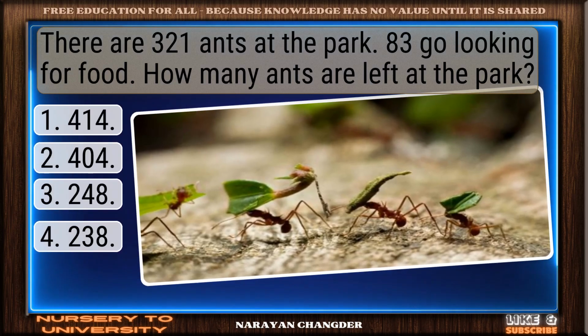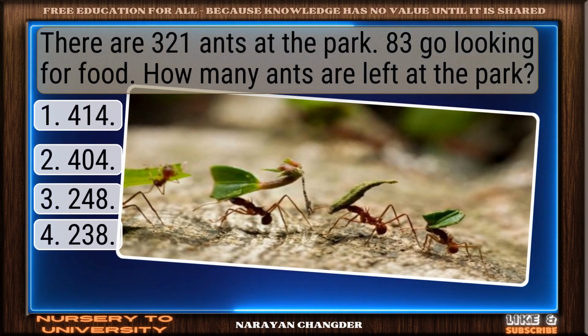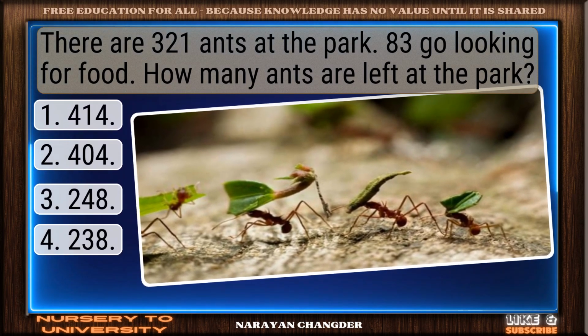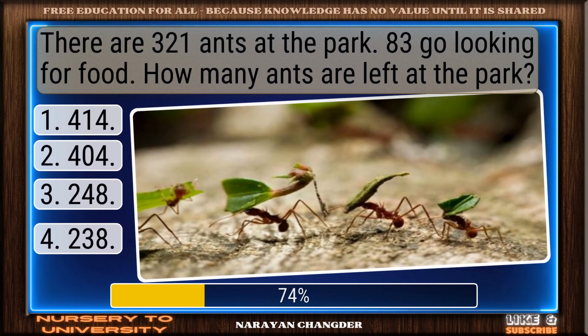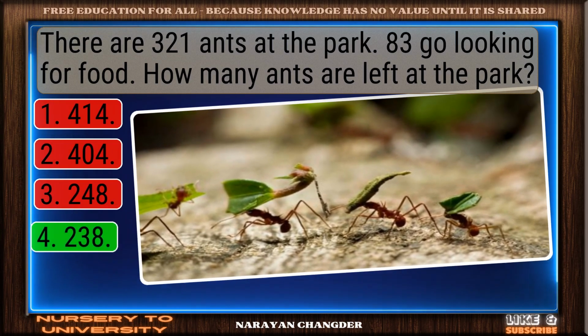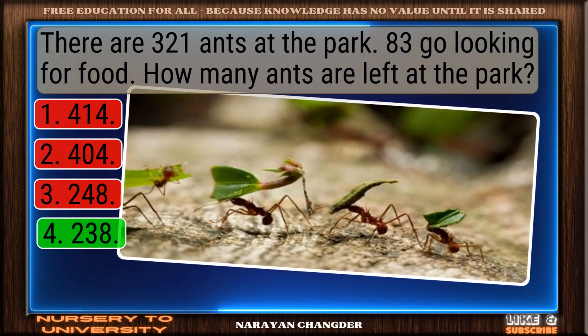There are 321 ants at the park. 83 go looking for food. How many ants are left at the park? Good thinking. 238 is the right answer.